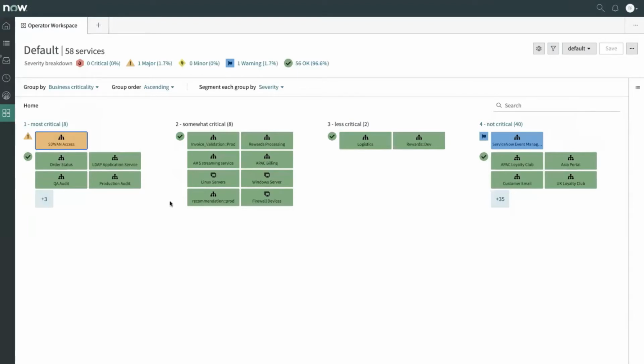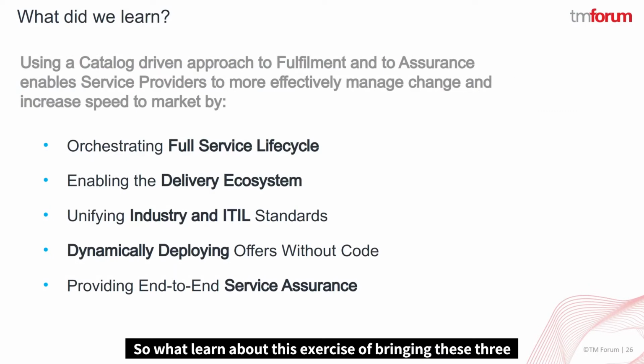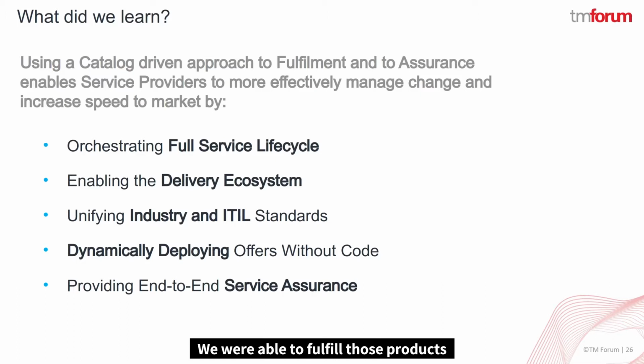So what did we learn throughout this exercise of bringing these three major participants together, DGIT Systems, Fujitsu, and ServiceNow? We were able to onboard new products and services with no coding. We were able to fulfill those products and services, again, with no coding. We were able to populate the CMDB automatically so that those products and services can be completely assured, again, with no IT involvement. This gives the telco a great deal of flexibility to be able to dynamically create new products and services and to be able to assure them without doing lots of manual tasks.